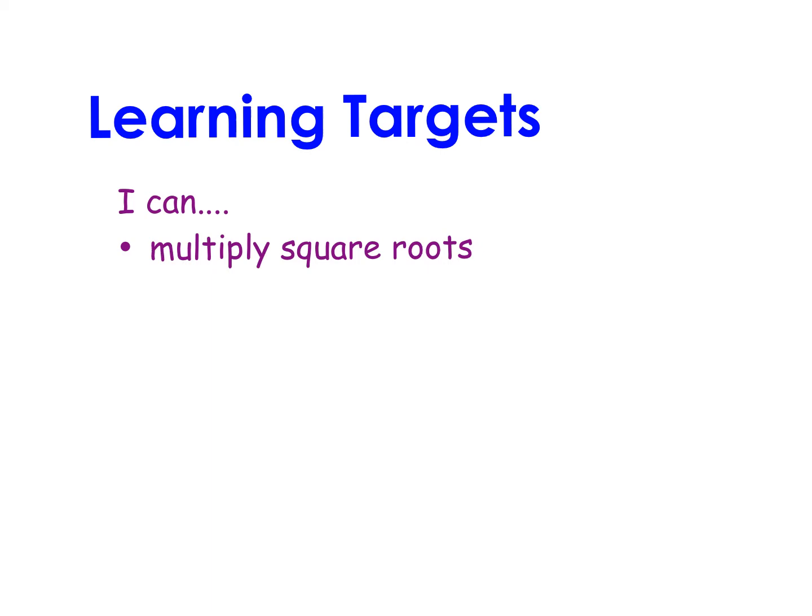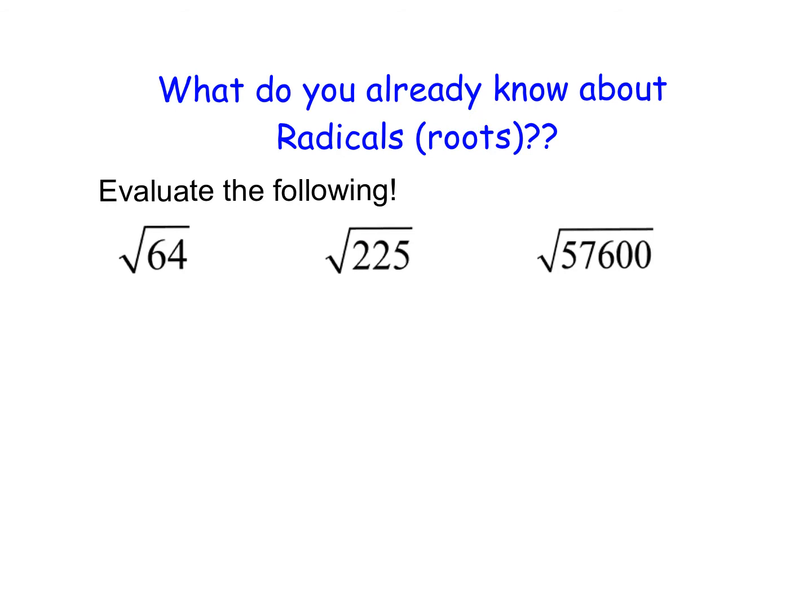In this video, we will learn how to multiply square roots. So let's begin by reminding ourselves what we already know to be true about square roots. We know that a square root is essentially saying, what number times itself 2 times is going to give me 64, or what number squared gives me 64.